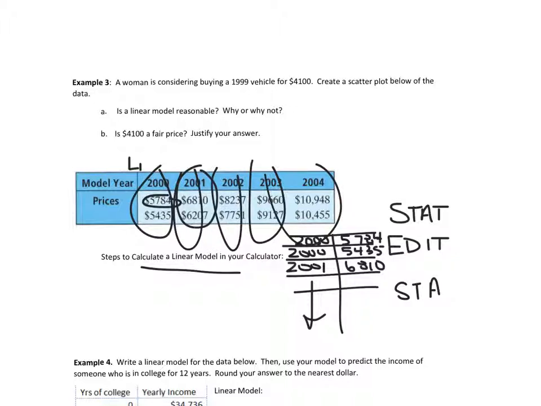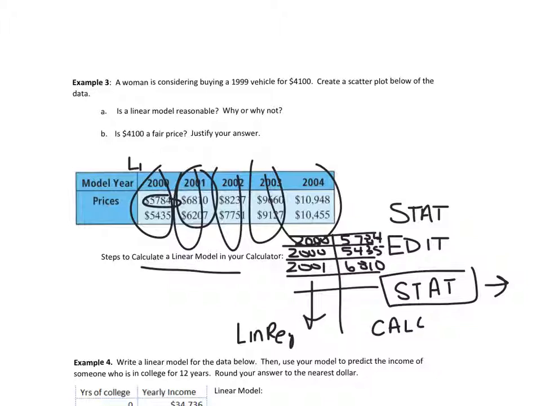Press the stat button again, and you have choices for edit, calc, and test. Slide over to calc, and then you have different choices for calculating. Go to number 4, which is LinReg. That's going to be linear regression, so we're calculating our line of best fit. Select linear regression and enter through until you get an A and a B value.